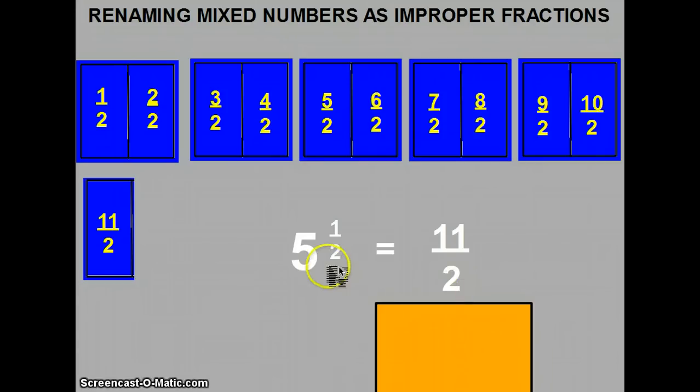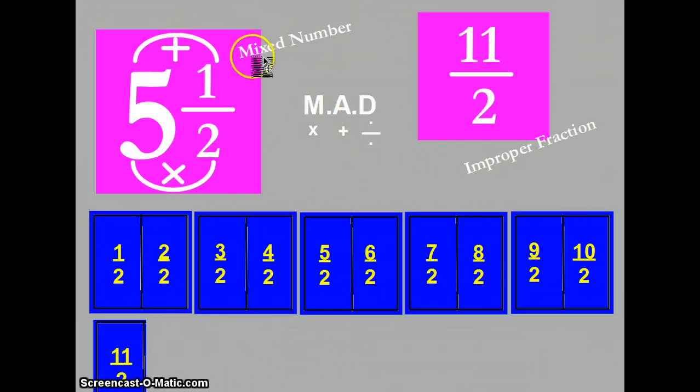Another strategy we can use to rename a mixed number as an improper fraction is making the number mad. Remember, when we make a mixed number mad, the m reminds us to multiply, the a reminds us to add, and the d reminds us to divide or drag over our denominator. Let's take the number 5 and 1/2 again. We're going to work around the number starting at the bottom. We're going to start by multiplying our denominator, 2, times our whole number 5. We know the product of 2 times 5 is 10. We'll write that at the top of our mixed number.